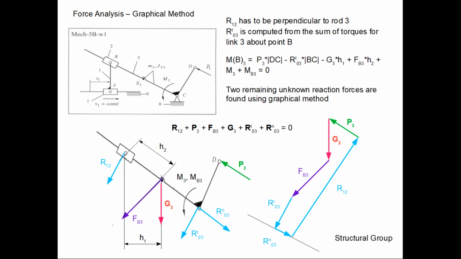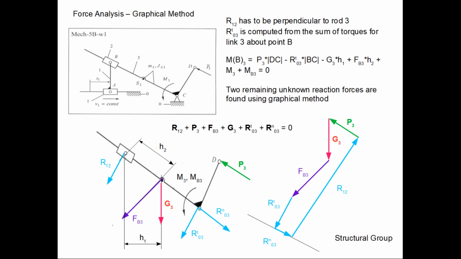So you know that this rod number 3 must act on the slider by a force R32, and this force must be perpendicular to the rod BC.